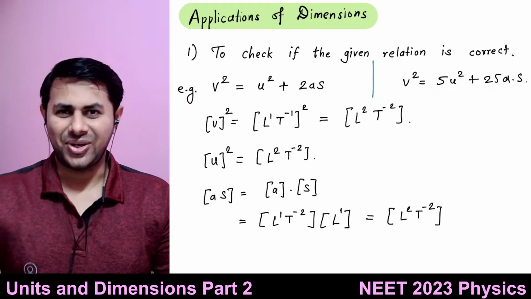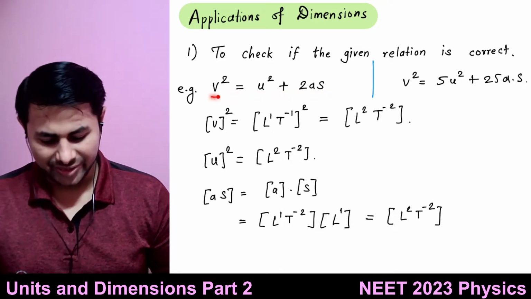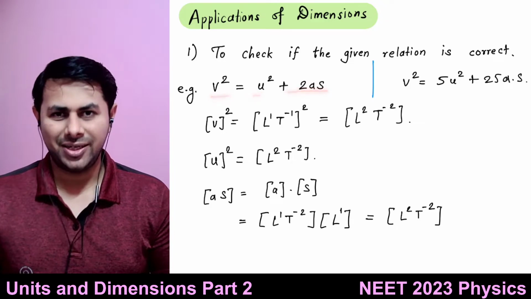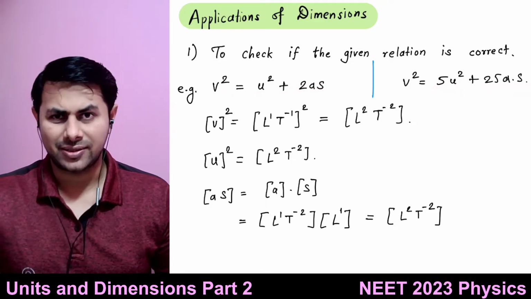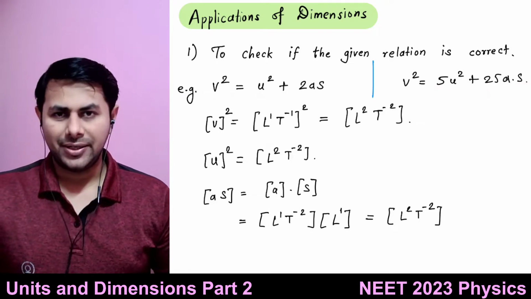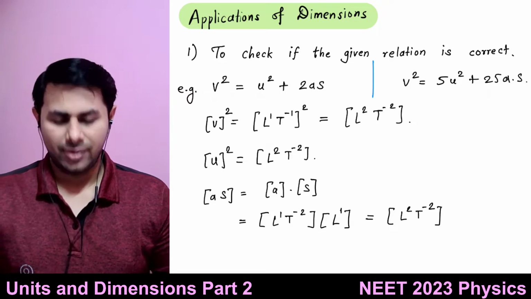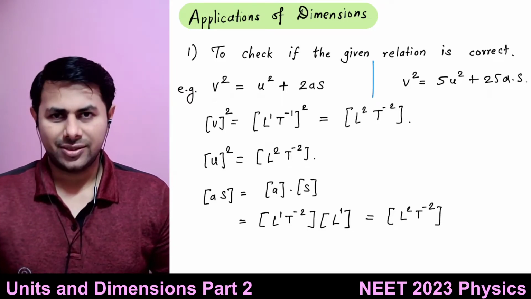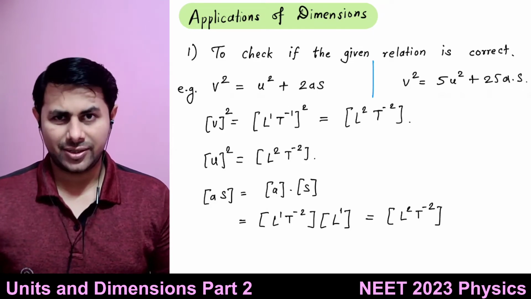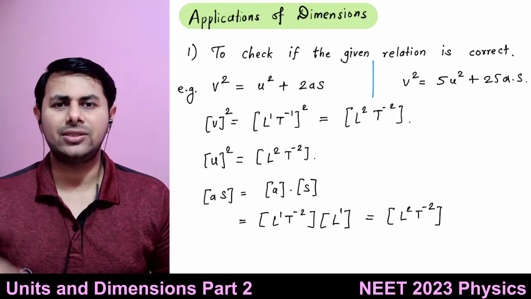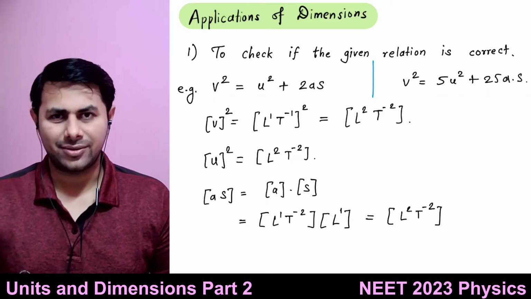I mean, it's wrong. Okay, so we know the third kinematic equation, it is v square equals to u square plus 2 times a into s. It is not equal to 5u square plus 25a multiplied by s. So we cannot find out about the multiplicative factor using dimensions. Okay, so what it means is if the dimensions of all terms in an equation are correct, okay, if they match, then the equation is dimensionally correct. We cannot say definitely about the multiplicative factor.